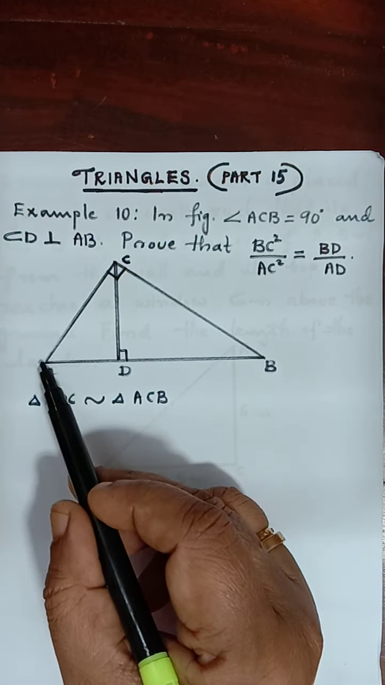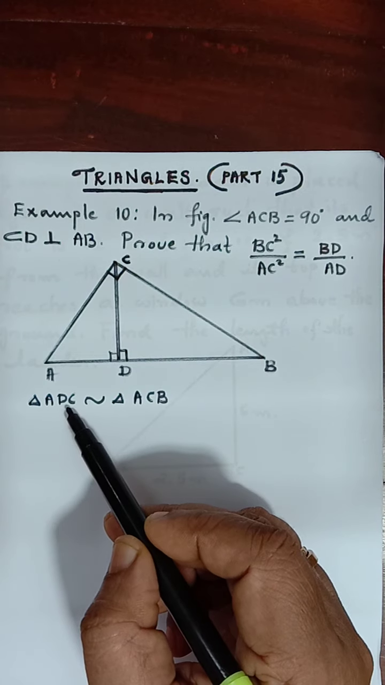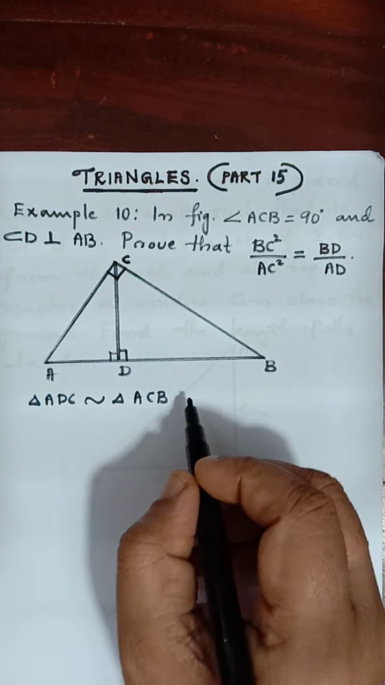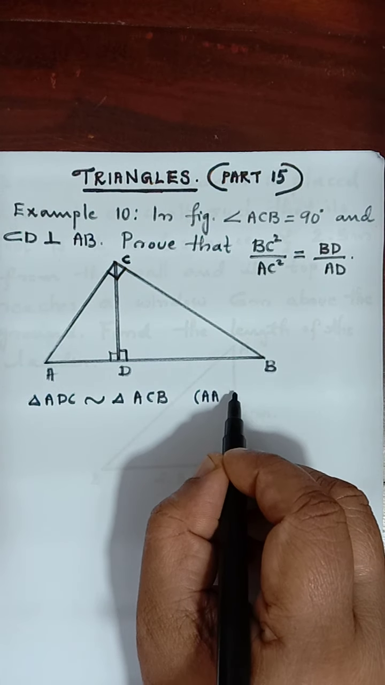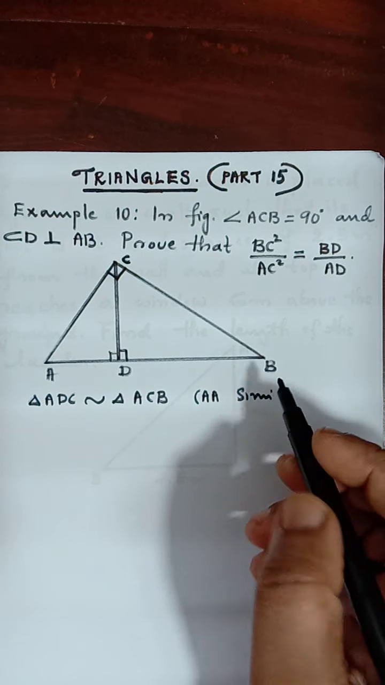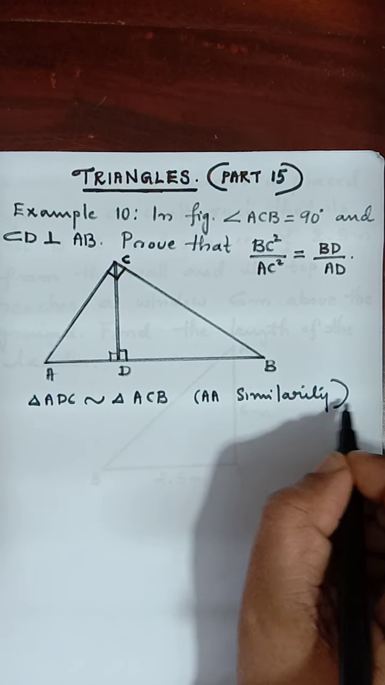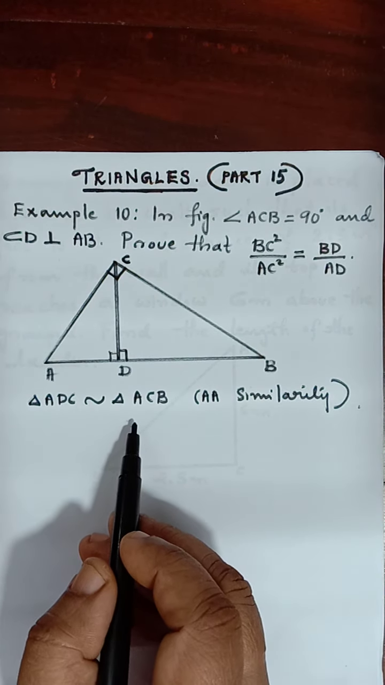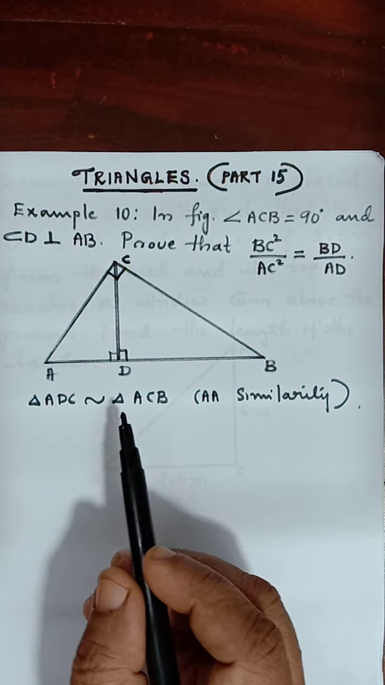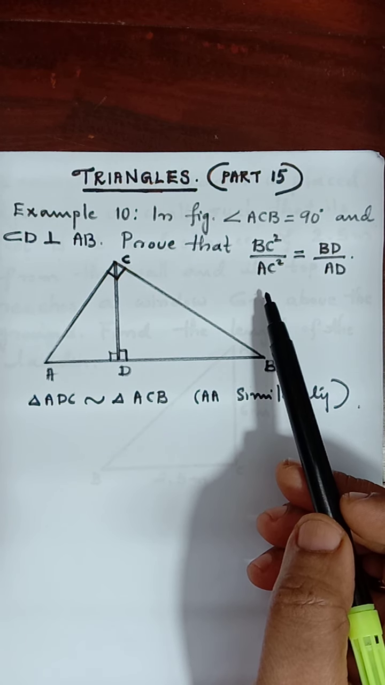Next reason is we have angle ADC. It is 90 degrees. Similarly, angle ACB will be 90 degrees. Therefore, by AA similarity criterion, we say that triangle ADC similar to triangle ACB. If it is so, we can have three ratios. First let us see which ratio we need. We have to find out what is BC square and what is AC square.